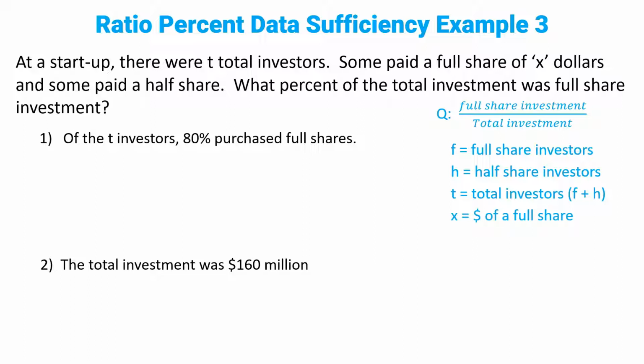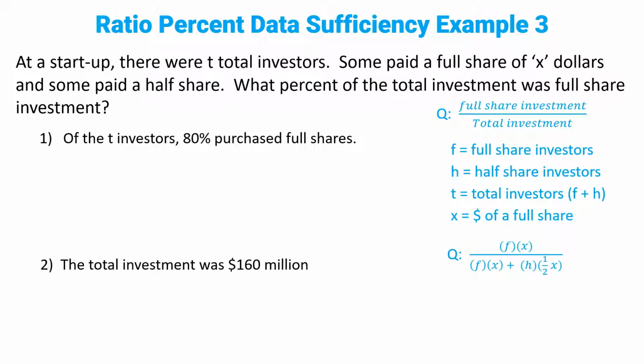So in math, this is what we've been asked to find. The full share investment must be the number of full shares, F, times the price of a full share, X. The total investment must be full share investment plus half share investment. Full share investment, F times X. Half share investment is H, number of half share investors, times 1/2 X, because they're putting in 1/2 X.